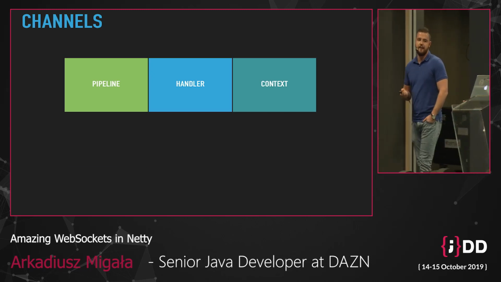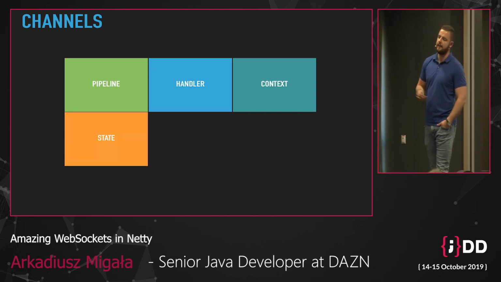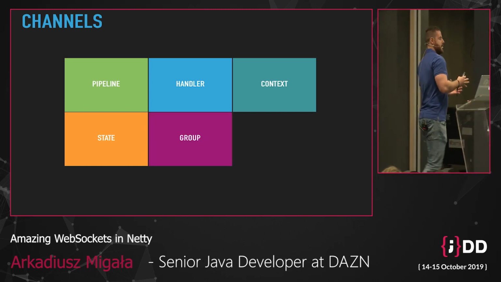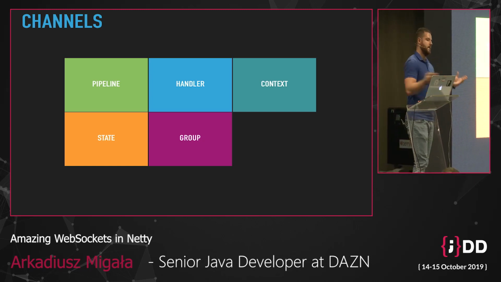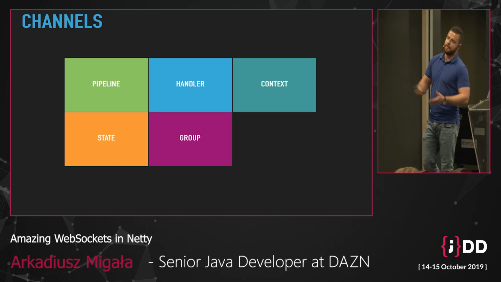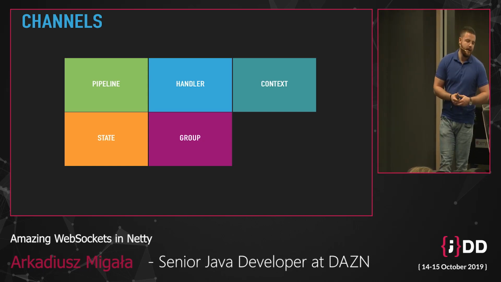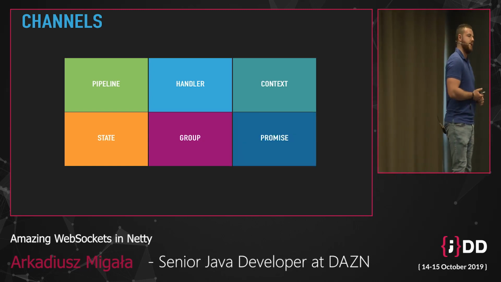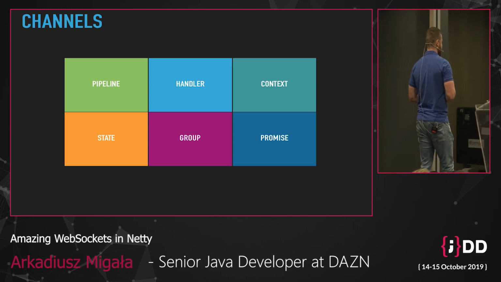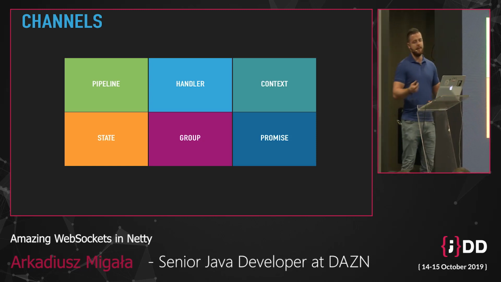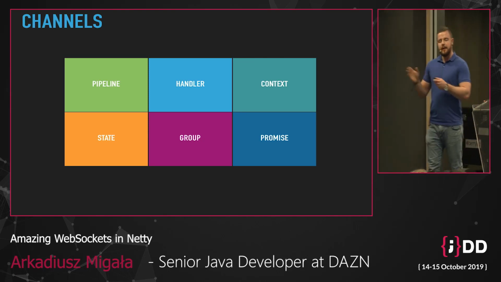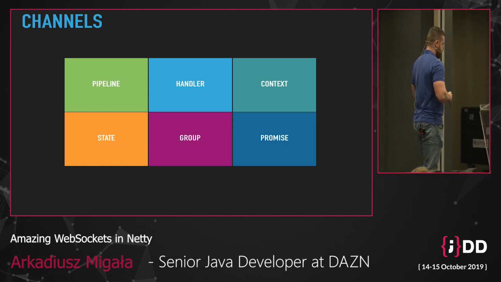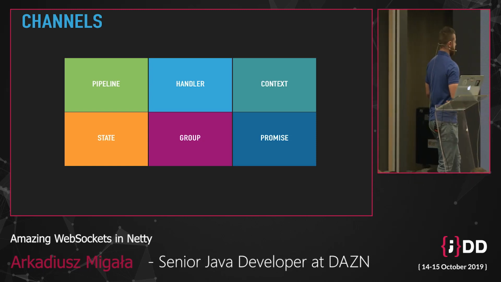The channel can have a state, so a channel can be active, inactive, idle. We can handle it, of course, in handlers. We can group some channels so as not to send messages to all channels separately, and we will use it in our application. And we will do stuff asynchronously, so we will have a channel promise. If we need to do something one by one, then we will need to do it through the promise. And it won't be the Java promise, so it won't be a CompletableFuture, but they have their own implementation of promise.